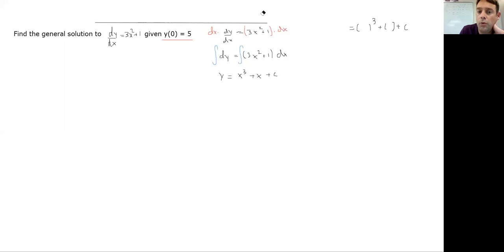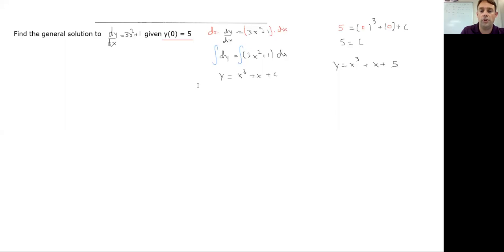So in place of our y value, I'm going to plug in 5 for y, and I'm plugging in 0 for x. And when we do that, we find out that 5 equals c. So now we can go from the general solution to the particular solution by taking our value of 5 and plugging it in for c. Now I have a particular solution. So what started off as a general solution.